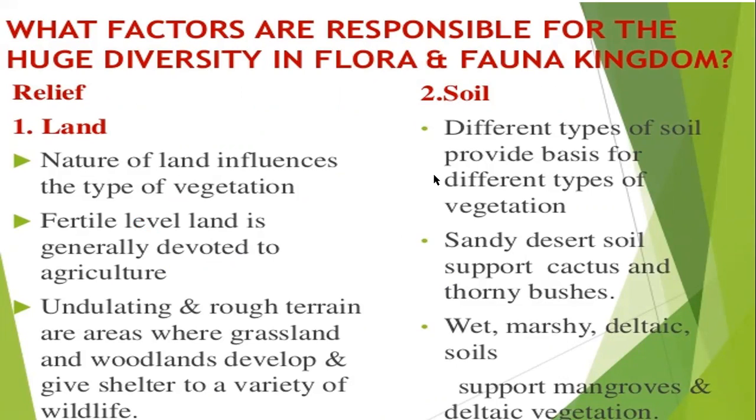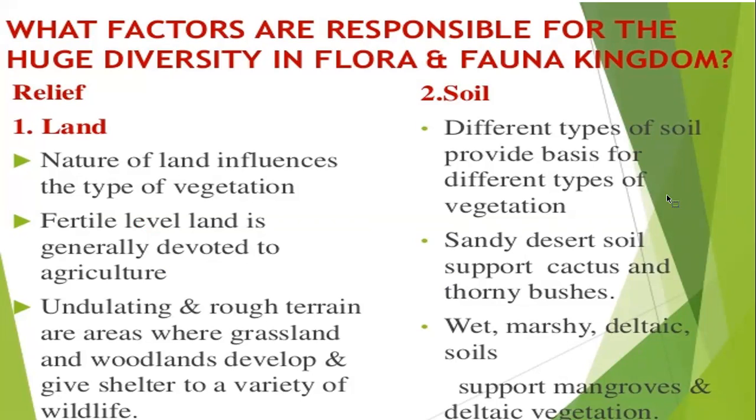In relief, the first one is land. Land affects the natural vegetation directly and indirectly. Do you think the type of vegetation found in mountains, plateaus, areas which are dry, areas which are wet are all the same? No. The nature of that land influences the type of vegetation that grows on it. The fertile level of the land is generally devoted to agriculture. The undulating and rough terrains, areas where grasslands and woodland develop, give shelter to a lot of wildlife.